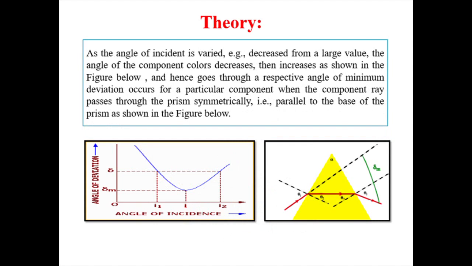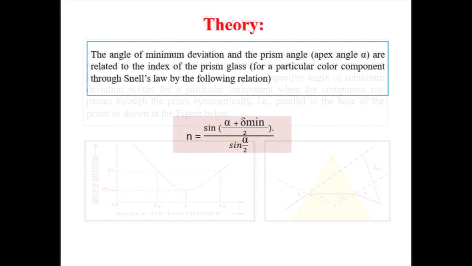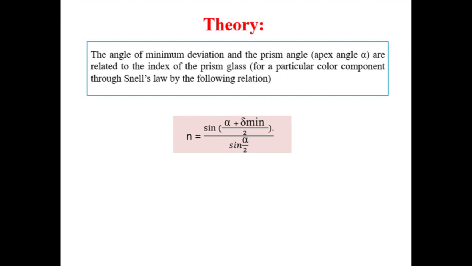Our objective is to reach delta minimum. This happens when the component ray passes through the prism symmetrically, i.e., parallel to the base of the prism, as shown in the figure below. This equation is used to determine the index of refraction of a glass prism for various wavelengths.